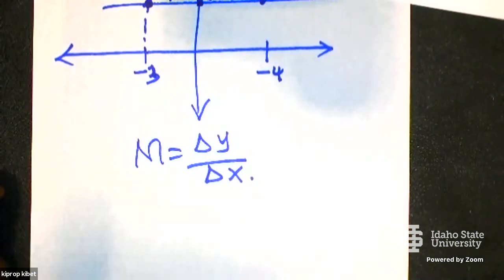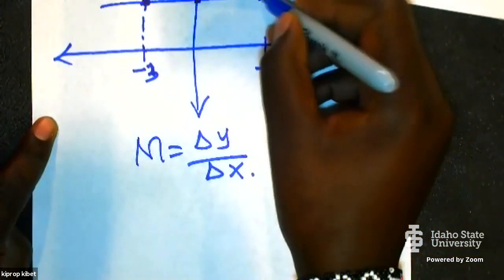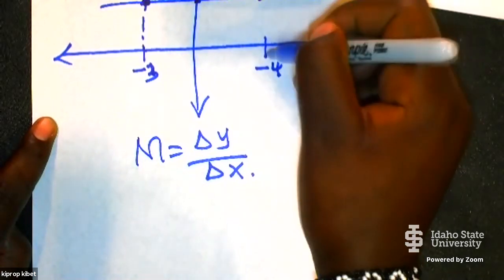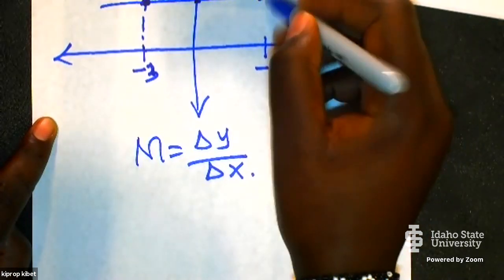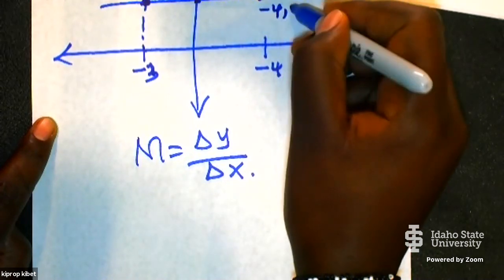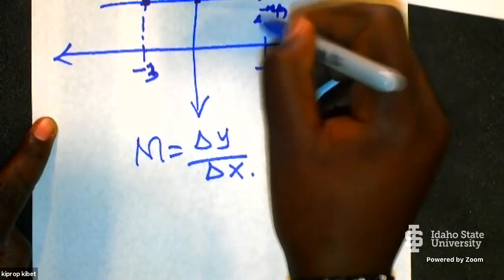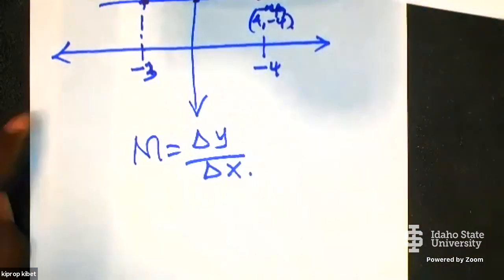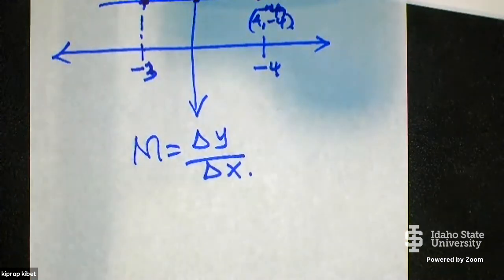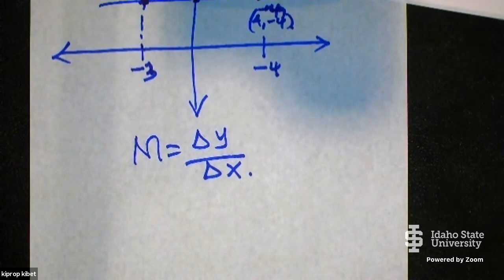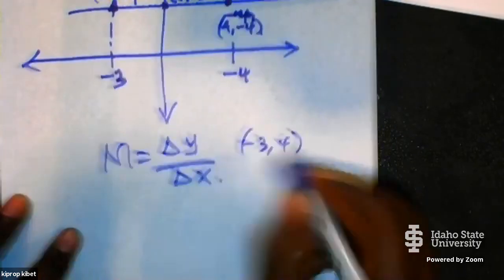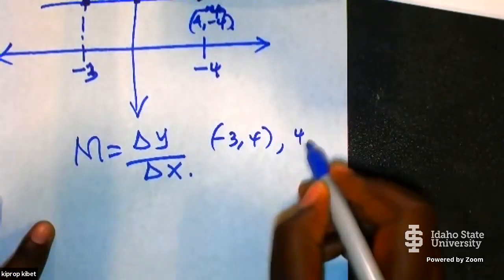Yeah. And then this other point will be 4 and negative 4, right? So if we take the 2 points, which is negative 3 and 4, and another point, which is 4 and negative 4.